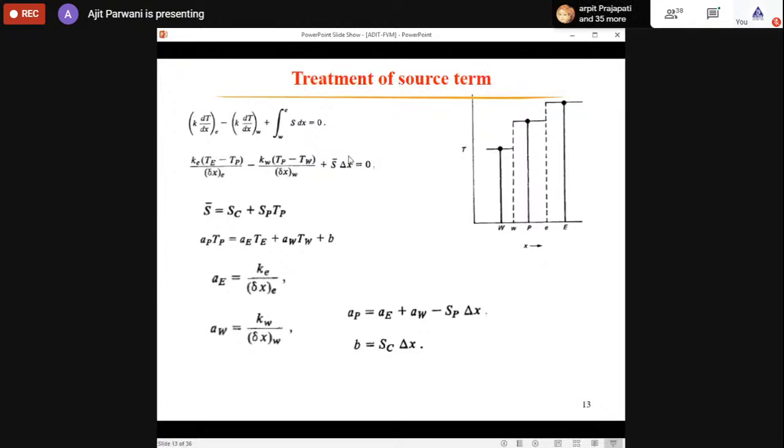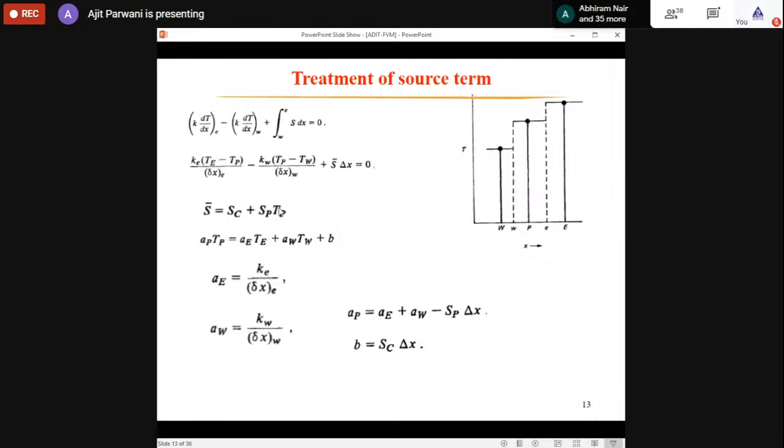But if it is not a constant value, it has some function of temperature, right? Then what should be the value of S bar? If it's a function of temperature, then S bar contains some constant value, and then some coefficient of the temperature on which it depends. So this source can be written in this form: Sc plus Sp Tp, where Sc is the constant part of this source and Sp is the coefficient of the variable part of this source.